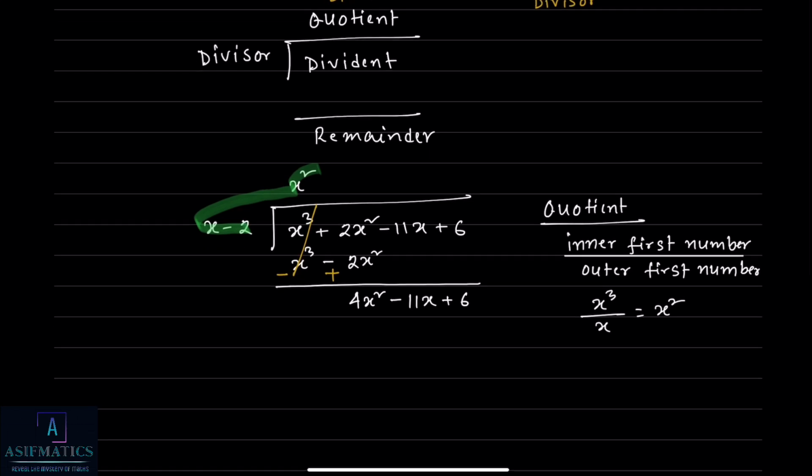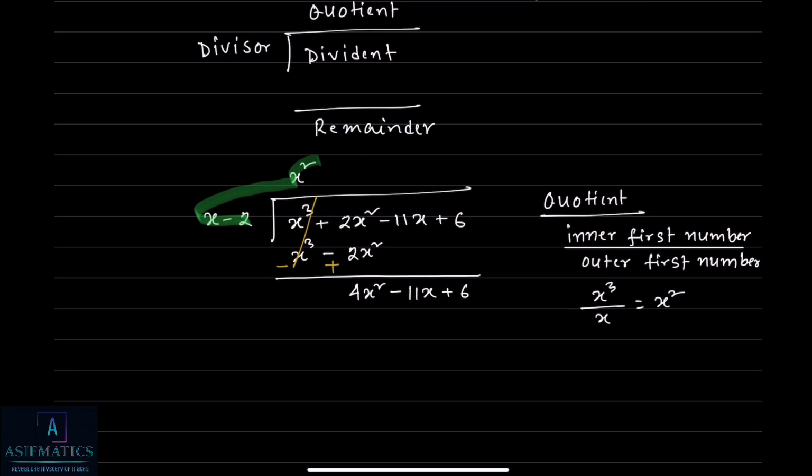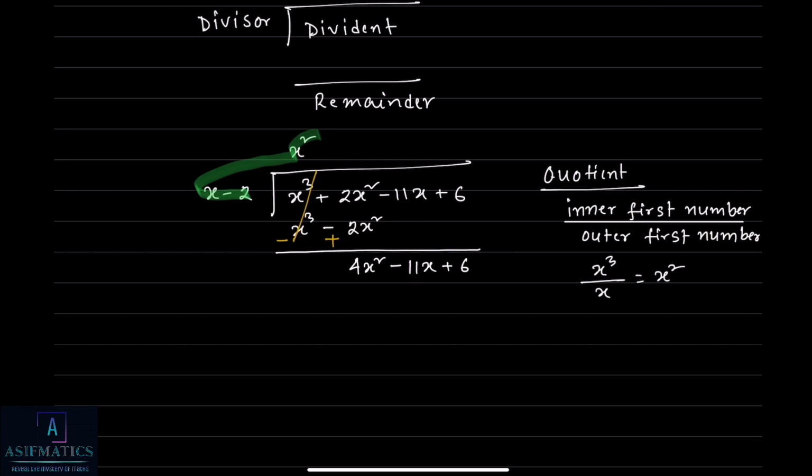Listen carefully to what we did. First, we divide the inner first number by the outer first number to get the first quotient. After you get the first quotient, multiply the quotient with the whole divisor, like x minus 2, then write all these terms below the first polynomial, and change the sign. After that, you do the subtraction and you get the rest of the part.